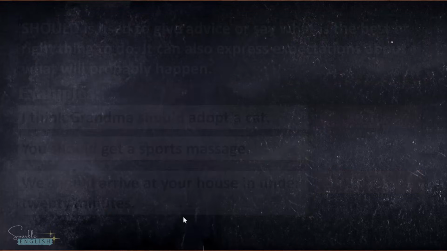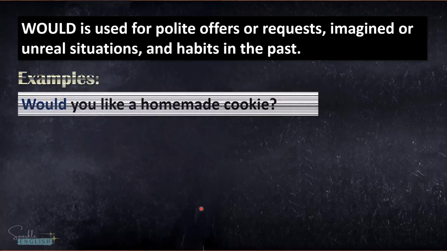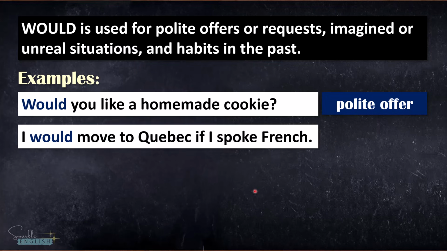So now let's go on to our next modal verb, which is would. And would is used for polite offers or requests, imagined or unreal situations, and habits in the past. For example, would you like a homemade cookie? In this example, would is being used to make a polite offer. Instead of saying, do you want a homemade cookie? I say, would you like a homemade cookie? It's much more polite.